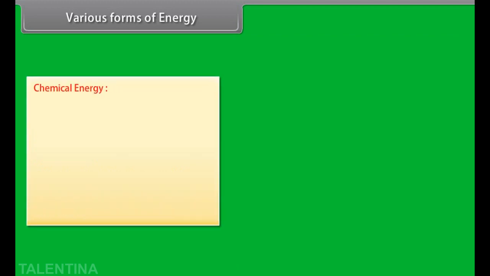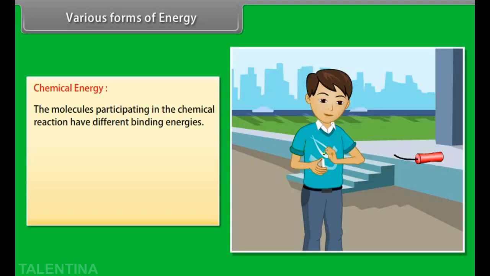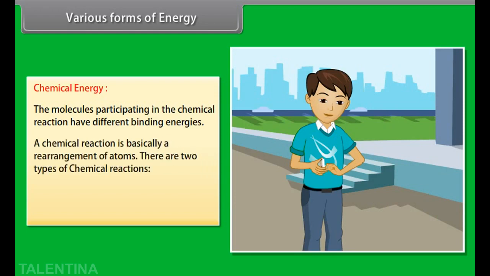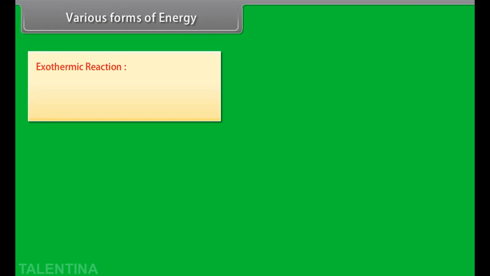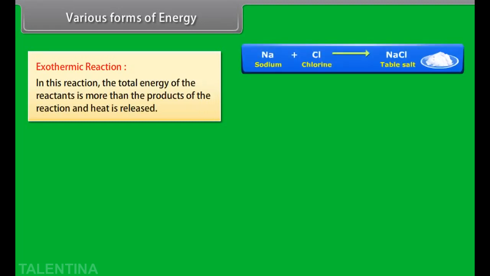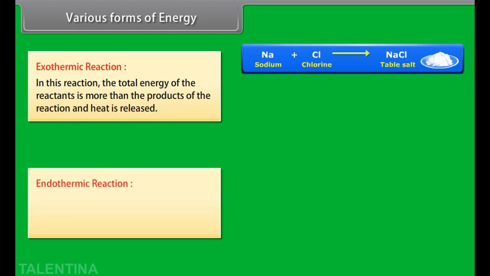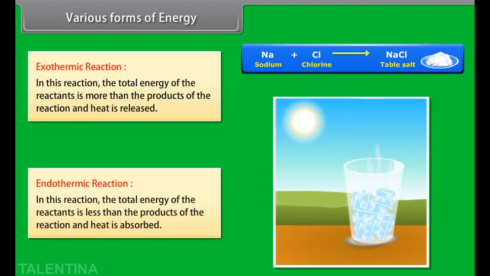Chemical energy. It arises from the fact that the molecules participating in a chemical reaction have different binding energies. A chemical reaction is basically a rearrangement of atoms. There are two types of chemical reactions: number 1, exothermic reaction, and number 2, endothermic reaction. Exothermic reaction. In this reaction, the total energy of the reactants is more than that of the products and heat is released. Endothermic reaction. In this reaction, the total energy of the reactants is less than that of the products and heat is absorbed.